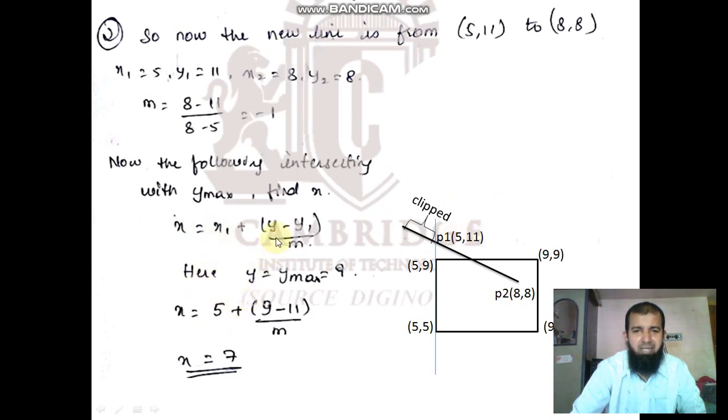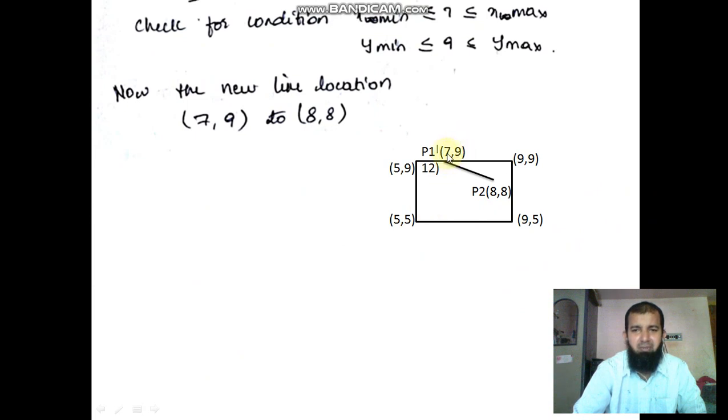X equals 5 plus (y minus y1) divided by m, that is 9 minus y1, where y1 is 11. 9 minus 11, and m is equal to minus 1. So 5 plus (9 minus 11) divided by m. 9 minus 11 is minus 2. Minus 2 divided by minus 1 is plus 2. 5 plus 2 is 7. So the new x value is 7 here.